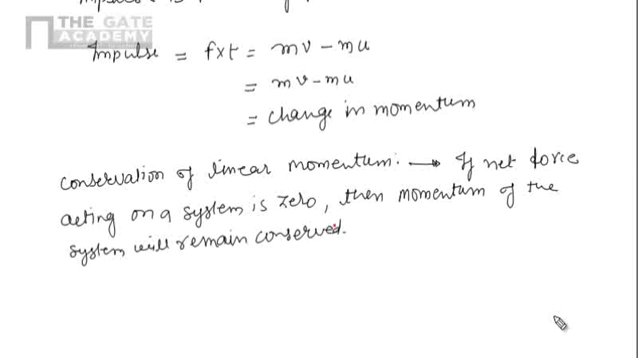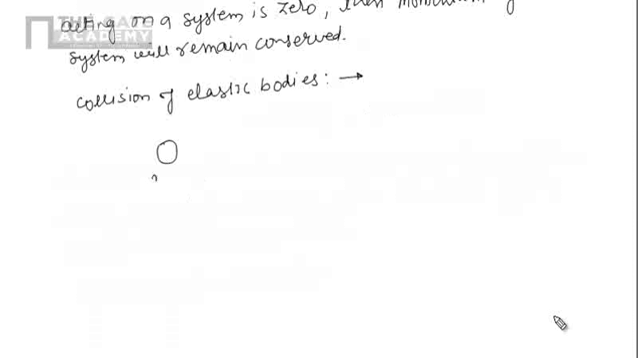I will again repeat the law of conservation of linear momentum. If the net force acting on a system is zero, then the momentum of the system will remain conserved. So let's take an example of collision of elastic bodies. Suppose there are two bodies having mass m1 and m2.